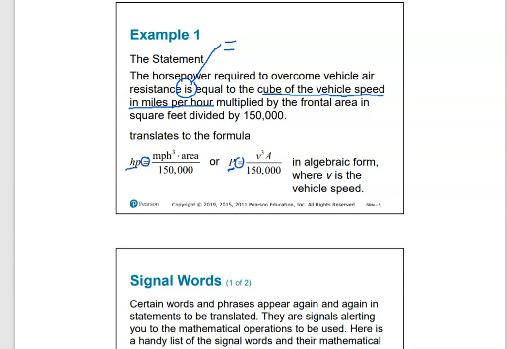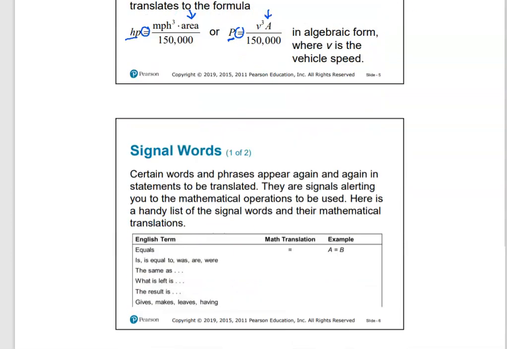And then we're going to multiply that. So that's also an important word. So we're multiplying something by the frontal area in square feet. So they've got our area right here, and in this formula they've called it area A, all divided by 150,000. So they've got these formulas that they basically got from our words, and it's going to be important that you're able to interpret those things.